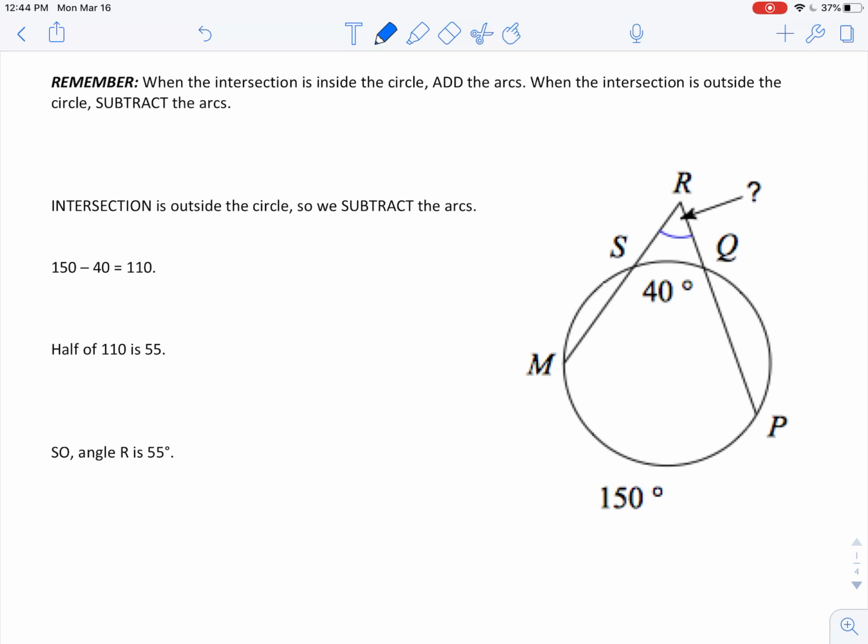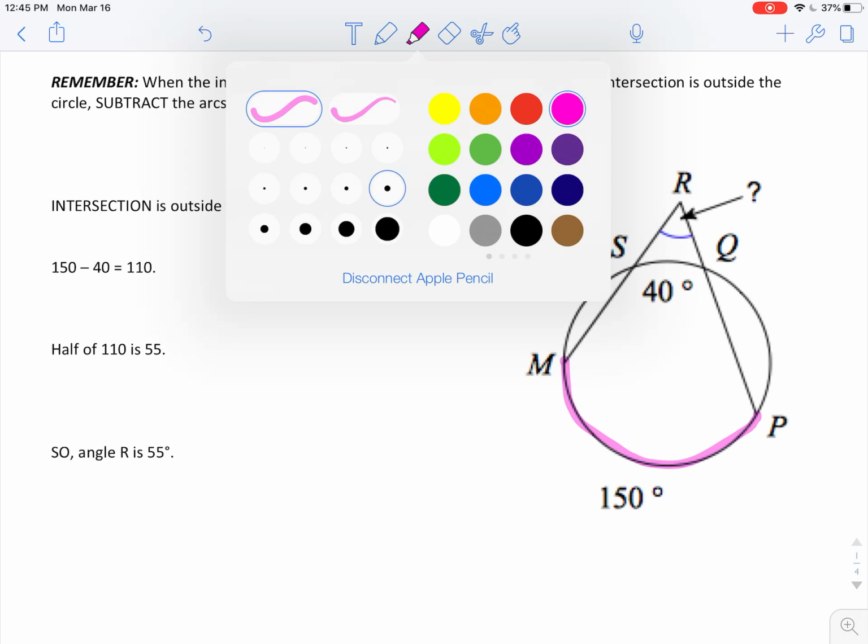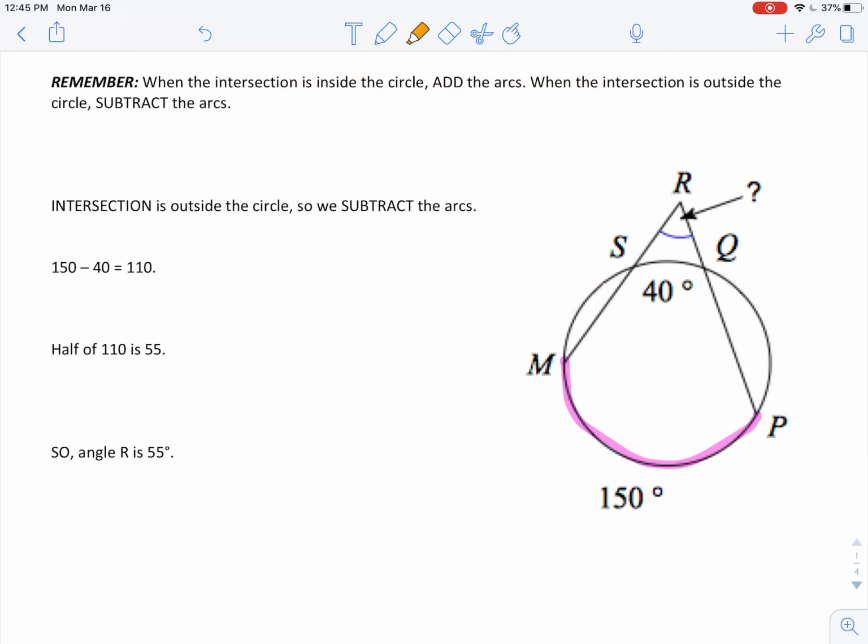So for example, I've got this intersection here. This intersection is outside the circle. So my 2 secants, these 2 secants right here, RM and RP, are intersecting outside the circle. That's a negative thing to be outside. So I'm going to take the 2 arcs. I'll take this big arc here, 150. Still a minor arc, but it's the bigger of the 2. It's farther away from R. And I'll subtract 40.